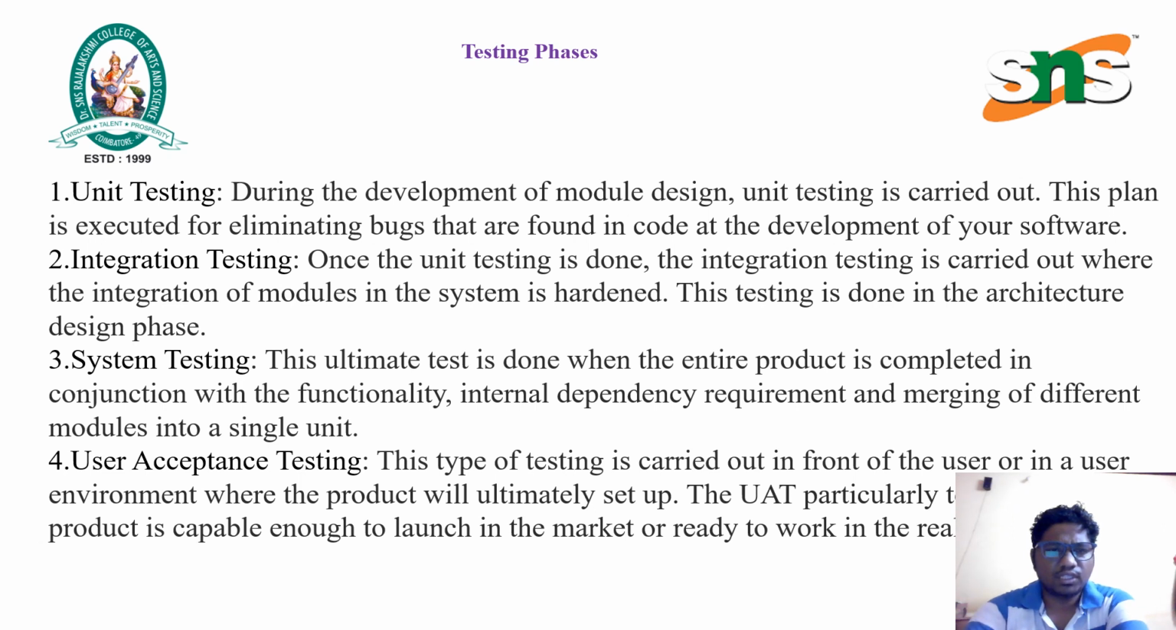Next are the testing phases: unit testing, integration testing, system testing, and user acceptance testing. During the development of the module design, we carry out unit testing. System testing is the ultimate testing of the entire product, covering the functionality, internal dependencies and requirements, and merging the different modules into a single unit. Fourth is user acceptance testing. This type of testing is carried out in front of the user or in the user environment where the product will ultimately be used.